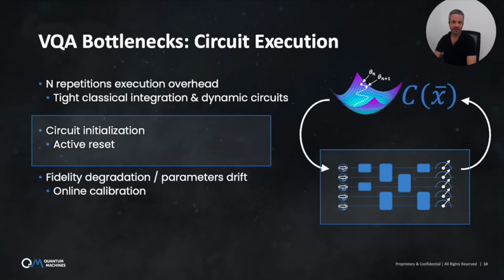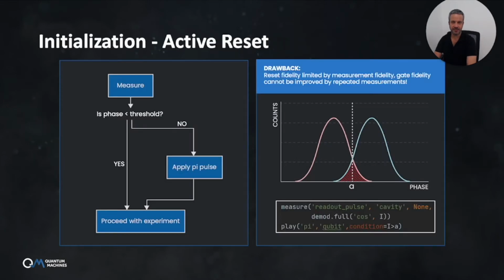Next, let's look at the overhead of circuit initialization that we need to perform on every circuit iteration. When using passive initialization, we need to wait multiple T1 periods until the qubits decay to the ground state. Active reset is a method that involves measuring a qubit and, based on its state, flipping it to the ground state.